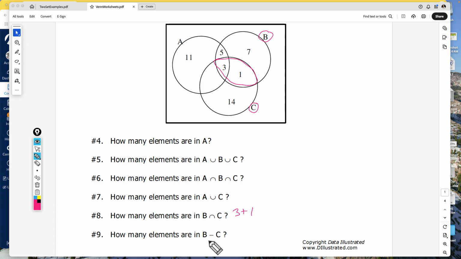And then this one uses B minus C. This is a slightly different concept, right? It's everything in B, but whatever was in C as well gets deleted. It gets bitten off. It's subtracted off. Whatever's in C that was in B gets subtracted off. So it's just this region here up to here without C. So it's going to be 5 plus 7.